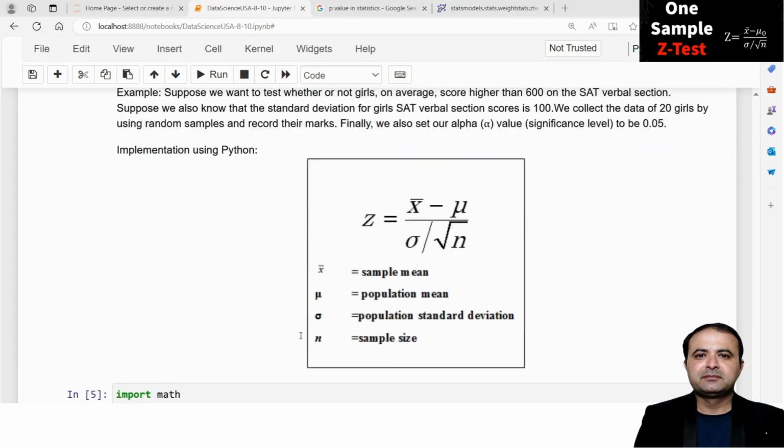So it is just a formula to apply manually. X bar, the sample mean, minus the population mean, divided by the population standard deviation over the square root of the sample size. It is just the Z test formula to find out manually.